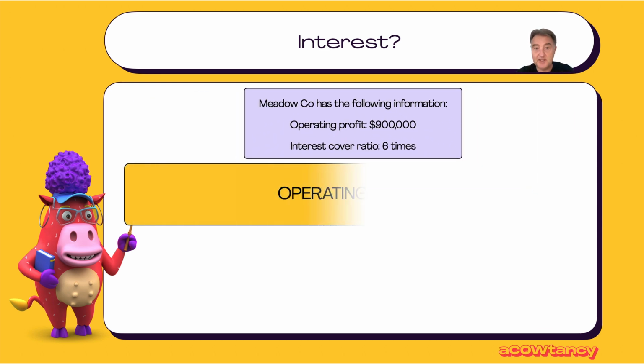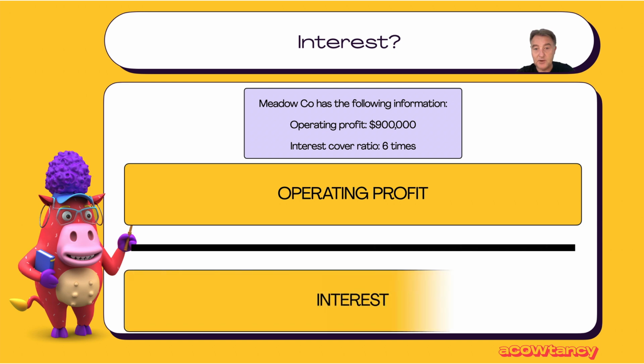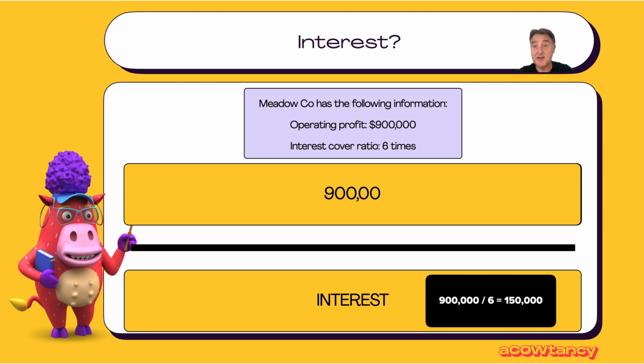So putting the figures that you know into our interest cover. We know the operating profit is 900,000. We know that covers interest 6 times. So 900,000 divided by 6, interest must be 150,000. Hope you follow that so far.